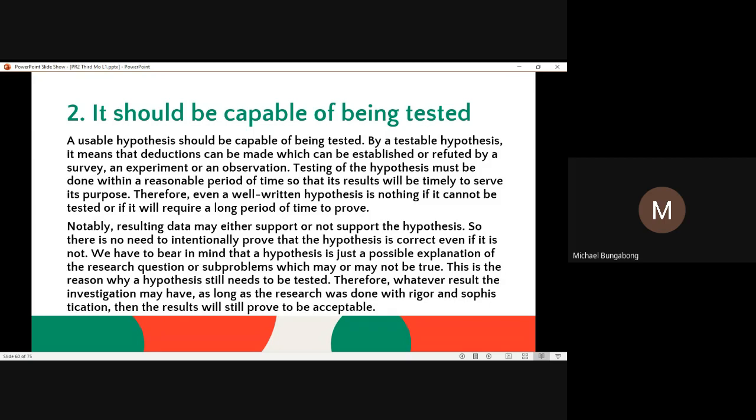All right. So, did you know that even a well-written hypothesis can be useless if that hypothesis is not testable or cannot be tested? Or that hypothesis will require a long period of time to prove. So really time consuming. Okay.